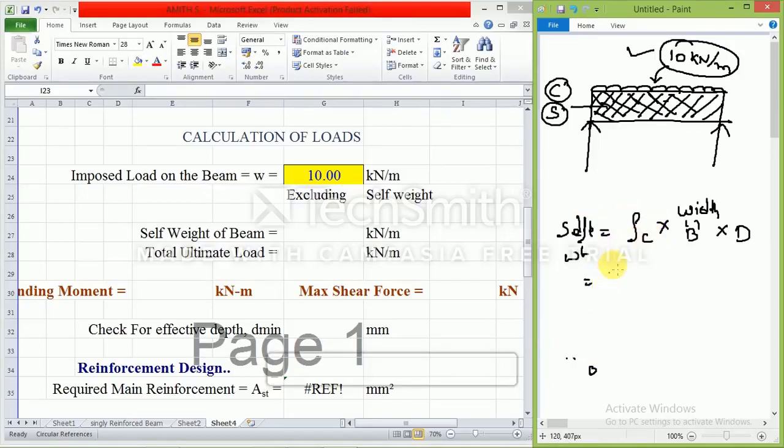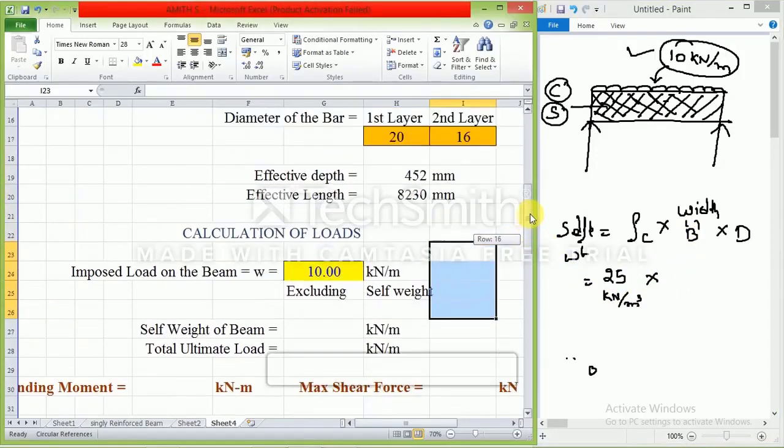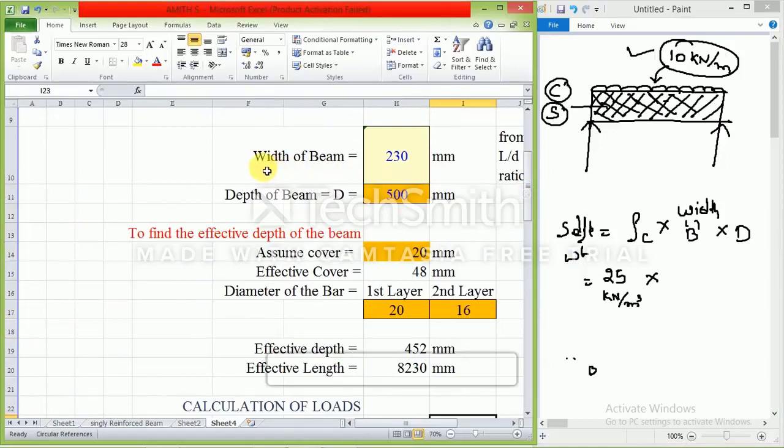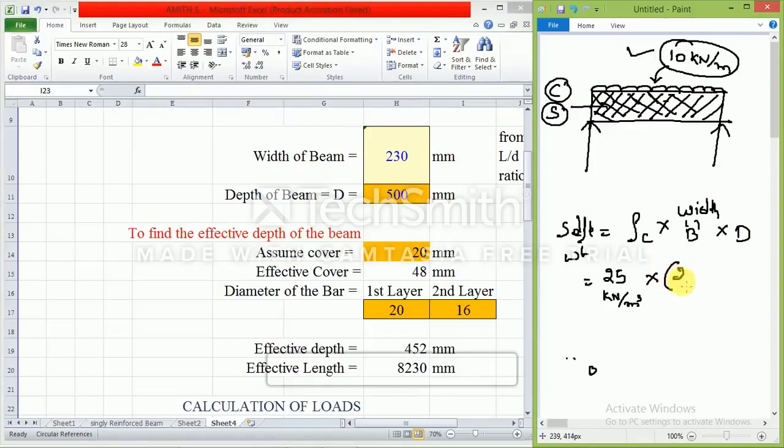So what is the density of the concrete? It is 25 kilonewton per meter cube. Be careful with the units. And what is the breadth of the beam? The breadth of the beam is nothing but the width of the beam, that is 230. I am writing here 230. What is the unit? It is in mm, so I convert it into meters with 10 to the power minus 3. So it got converted into meters.